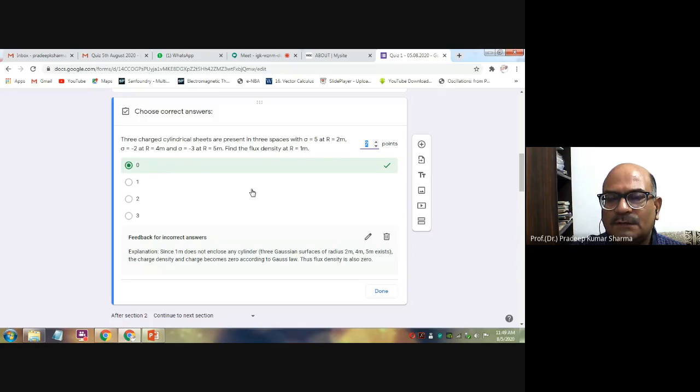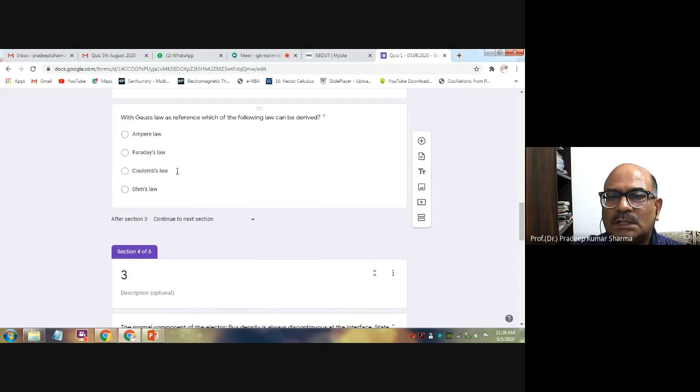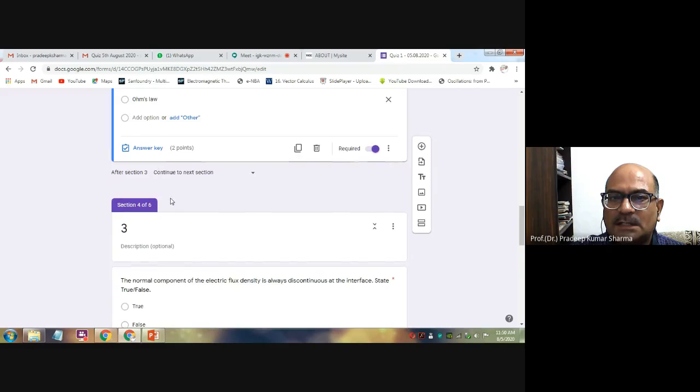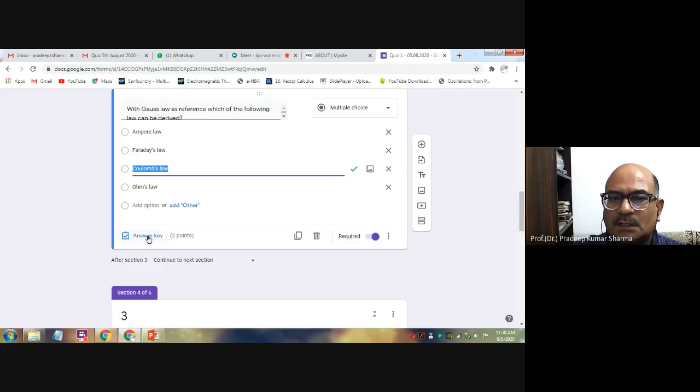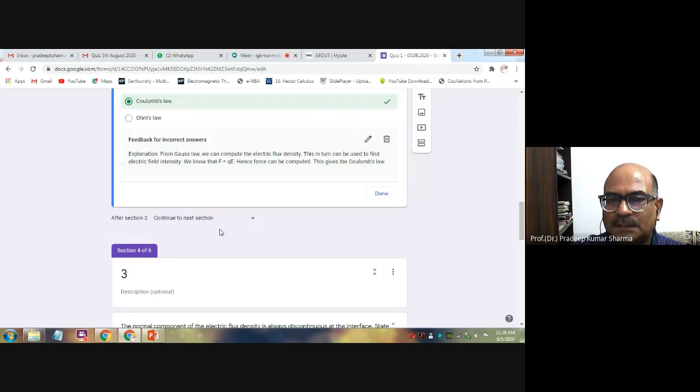So already we have discussed that if the surfaces are outwards, and inside those surfaces there is a Gaussian surface, then there will not be any field available. So the flux density there will be 0. That is the first one. Now the second one is with Gauss law as a reference, which of the following laws can be derived. Now you can understand that using this we can easily derive Coulomb's law that we have done.